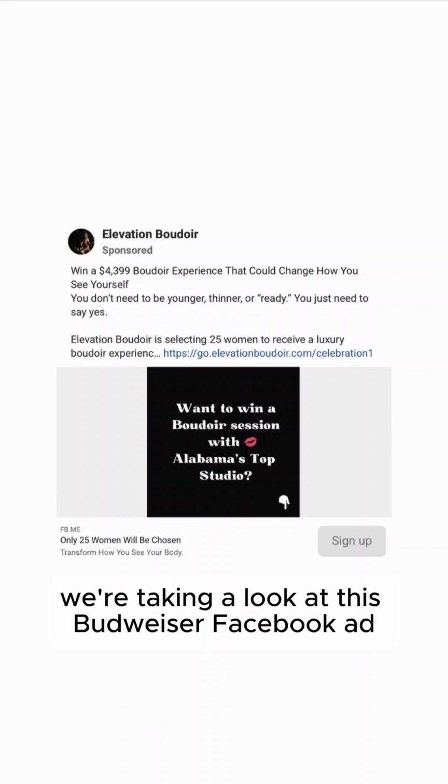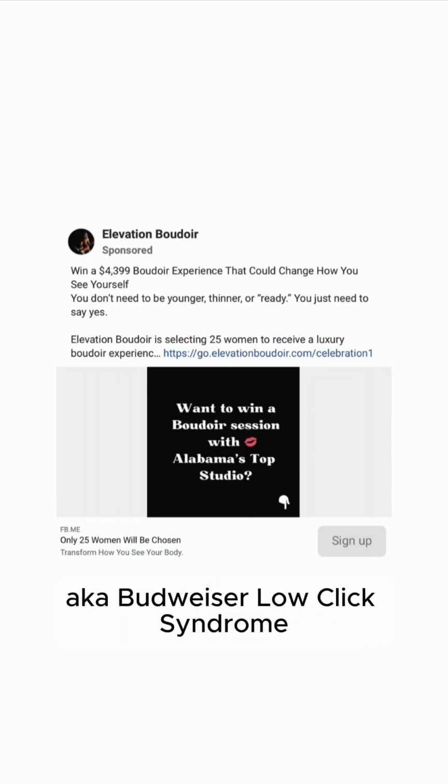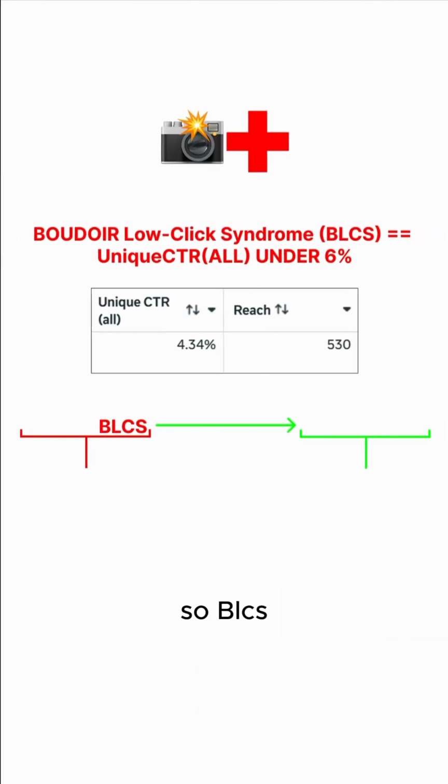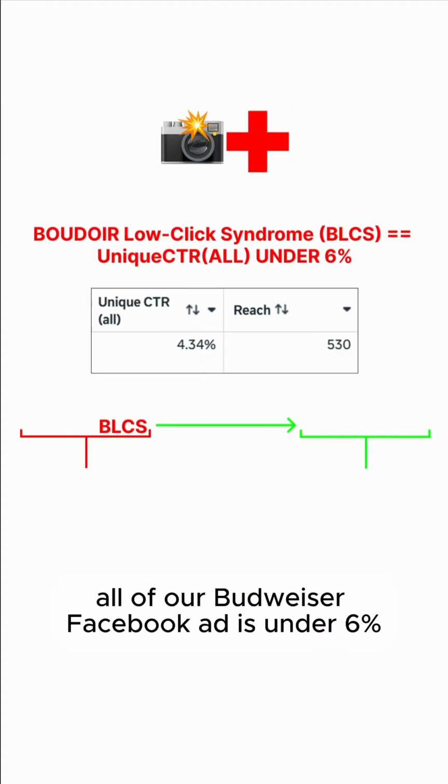All right, we're taking a look at this Boudoir Facebook ad. Going to diagnose it, see if we believe it has BLCS, aka Boudoir Low Click Syndrome. BLCS, also called Boudoir Low Click Syndrome, is when the unique CTR all of our Boudoir Facebook ad is under 6%.